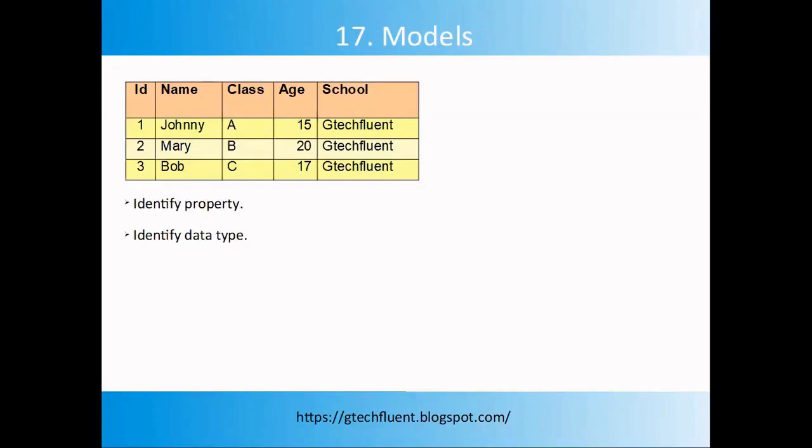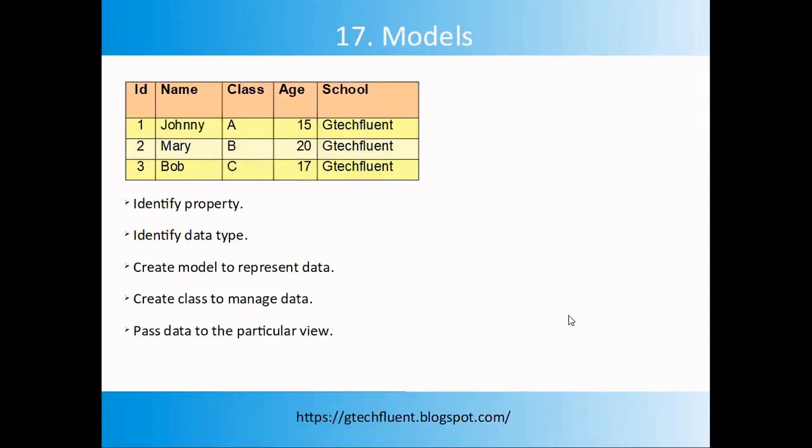Next, we need to identify the data types. Identifying data types is important to avoid future typecasting when we implement these models. Next, we need to create the model with the above information. We need another model to manage the data. We need to create one model to represent the data and another model to manage the data. Managing data includes fetching data, updating, deleting, and other operations. Last, we need to pass the data to the particular view.